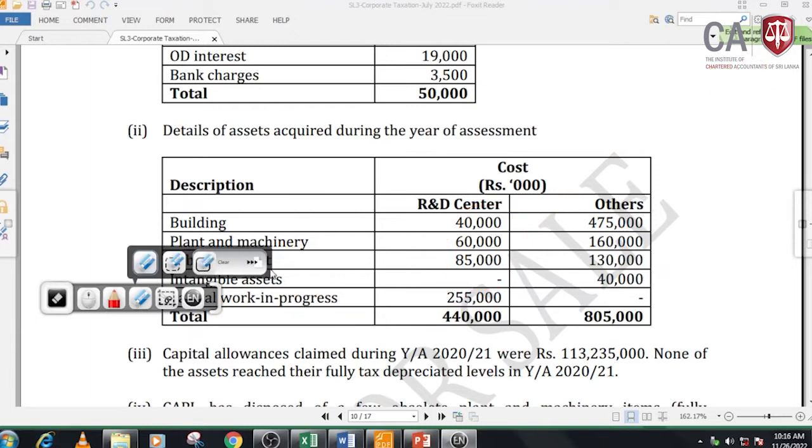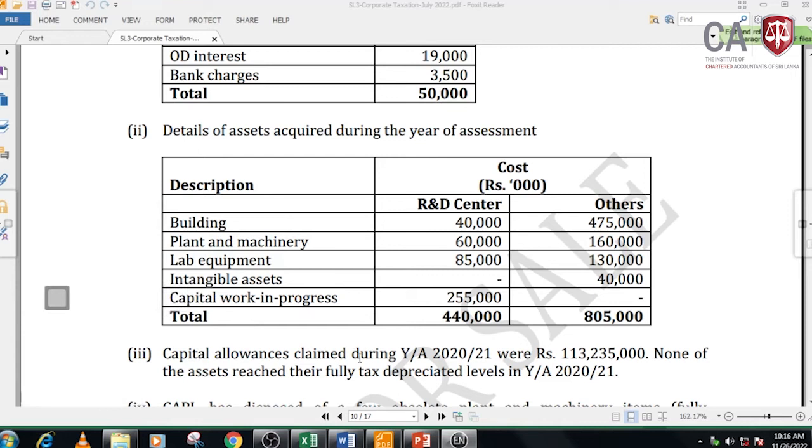Therefore let me first do it and come to the question. Okay, then this is on the capital allowances on other assets, this is on the capital allowances on the R&D center. Very clearly in my pre-seen it has given a point, the R&D center directly contributes to generating the revenue of CAPL. Therefore this can be deductible. Then the third adjustment, capital allowances claimed during the year 2021 were rupees 113,235. None of the assets reached their fully tax depreciation level in 2021.